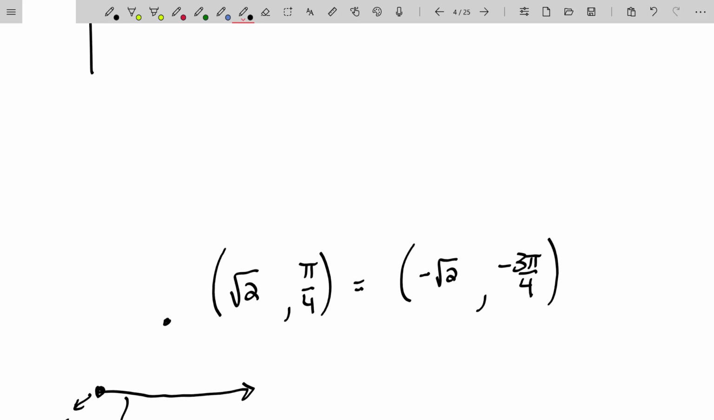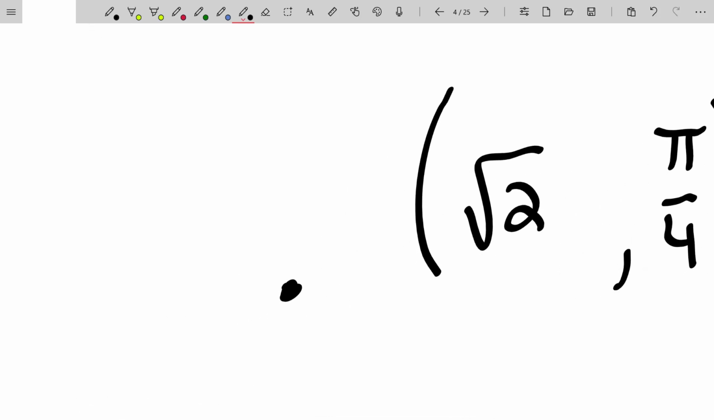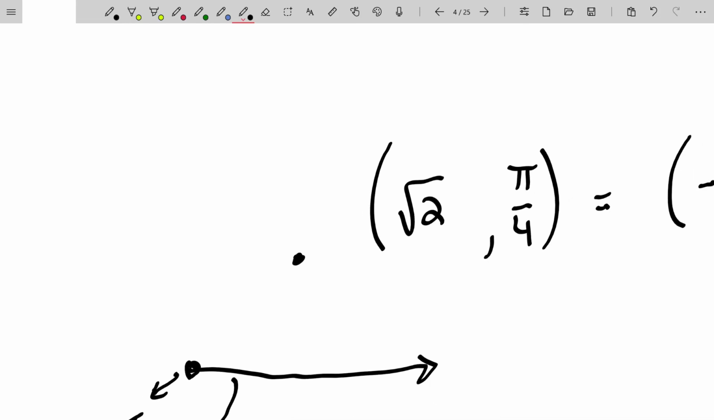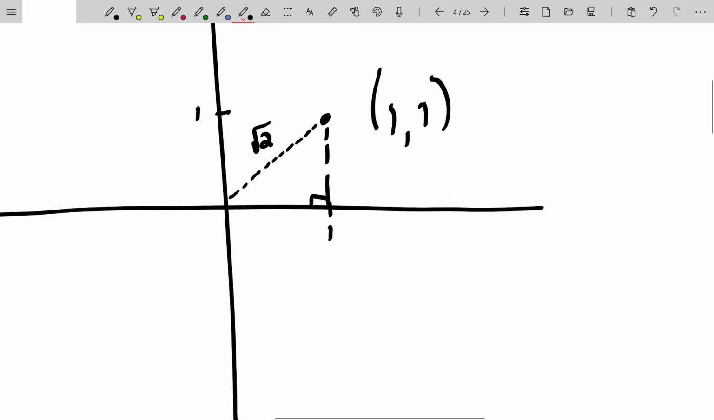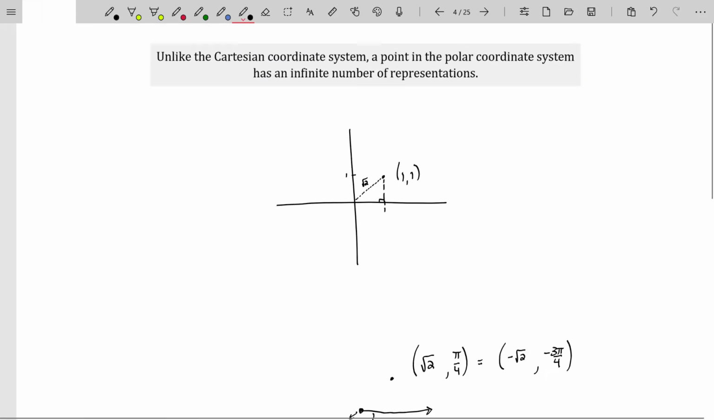But if I told you I just have this point in polars right here, (√2, pi over 4), there's only one such representation in Cartesians. Interesting little side note there.